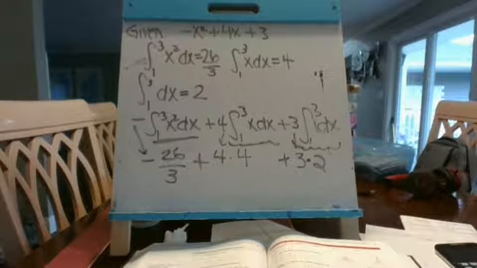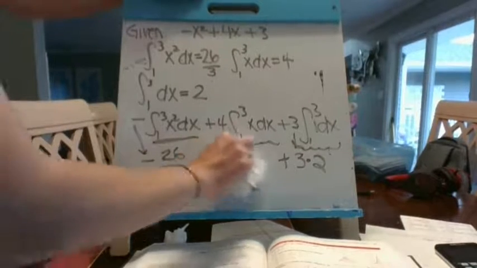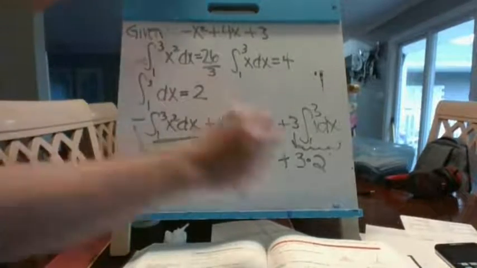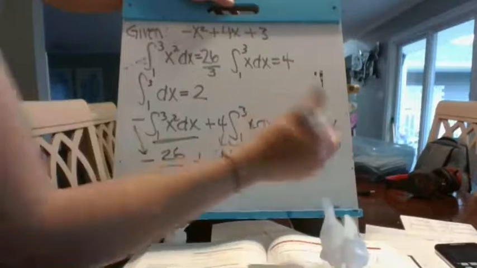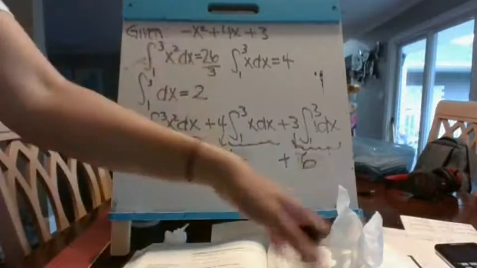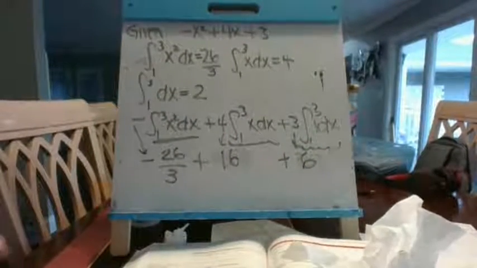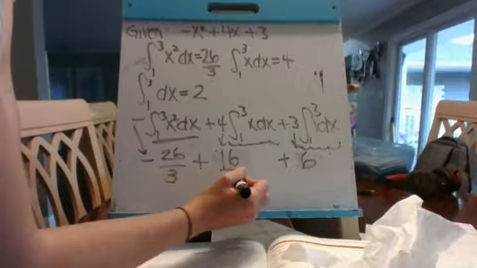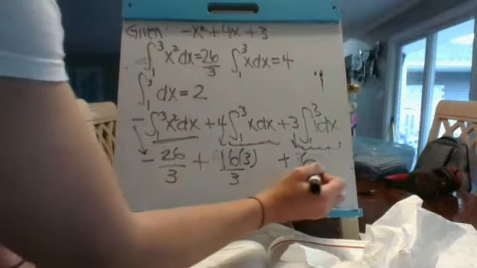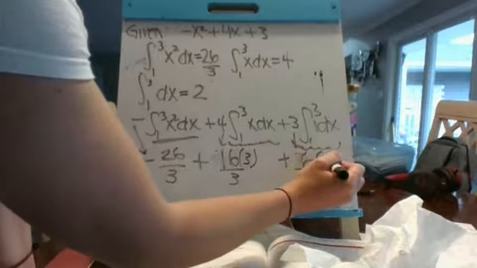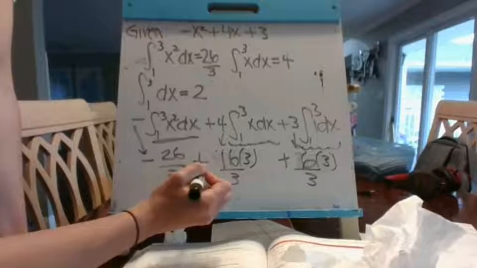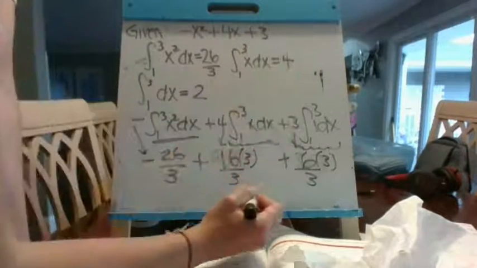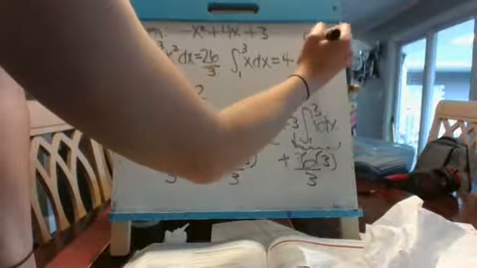All right, let's put that in there because I'm running out of room. So it's 4 times 4 is 16. And 3 times 2 is 6. And now I can add them. If I add them all, I need a common denominator. So this has a 3, which means this needs a 3, top and bottom. This needs a 3, top and bottom. And then if I add these all up, I get 40 over 3. So my final answer to the whole entire integral is 40 over 3.